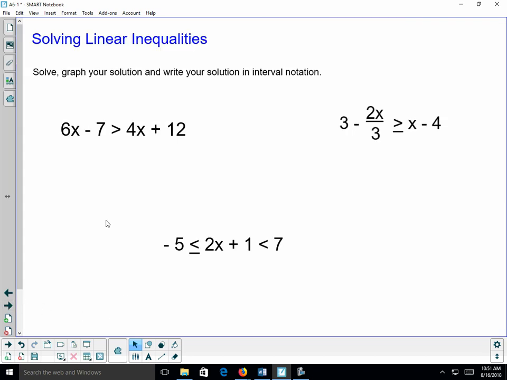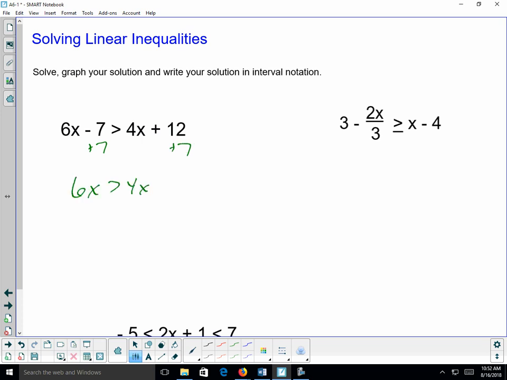Solving linear inequalities. The first couple are fairly simple, so let's get this guy out of the way. When you're solving an inequality, you're going to work it like it had an equal sign. So I'm going to isolate. I'm going to put all my things with x on one side, everything without an x on the other side. So I'm going to add 7 to both sides. When I do that, I'll have 6x greater than 4x plus 19. Then I'm going to put the x's on the left side, so I'm going to subtract 4x. And I get 2x is greater than 19. Divide both sides by 2. x is greater than 19 halves. For decimal people, that would be 9.5. Either one would be acceptable answers.